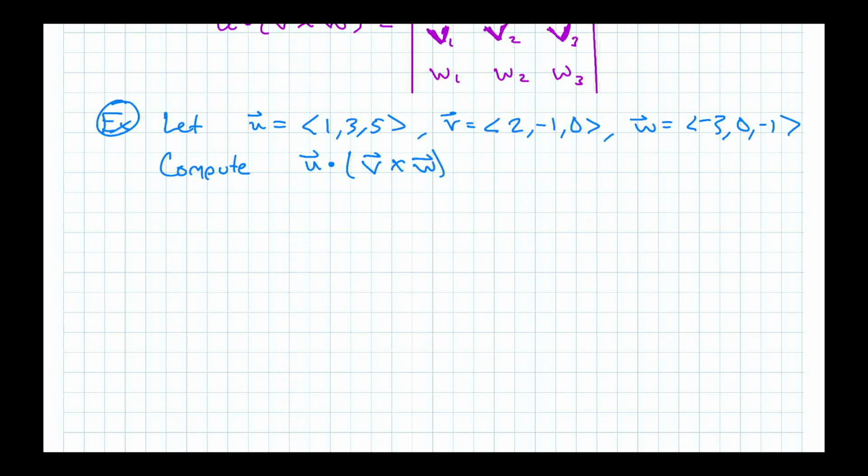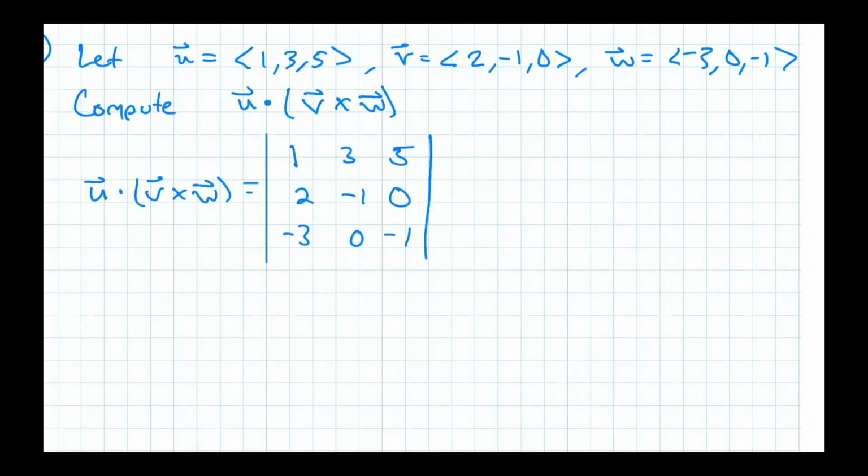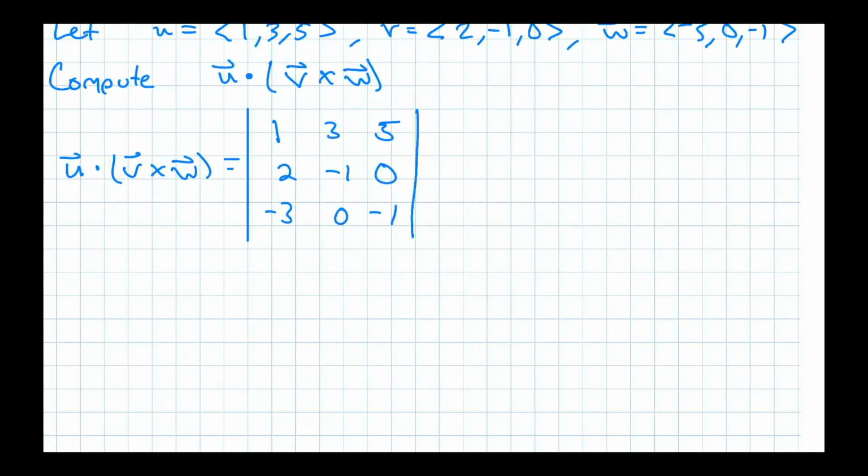So this is going to be U dot V cross W. Everything in Calculus 3 takes longer to calculate than you think, just because of the amount of writing you have to do. So you put U in the top row, so the top row is going to be 1, 3, 5. The middle row is V: 2, -1, 0. The bottom row is -3, 0, -1, the W. And there you go. So you can remember how to do a determinant. We're expanding along the top row again.